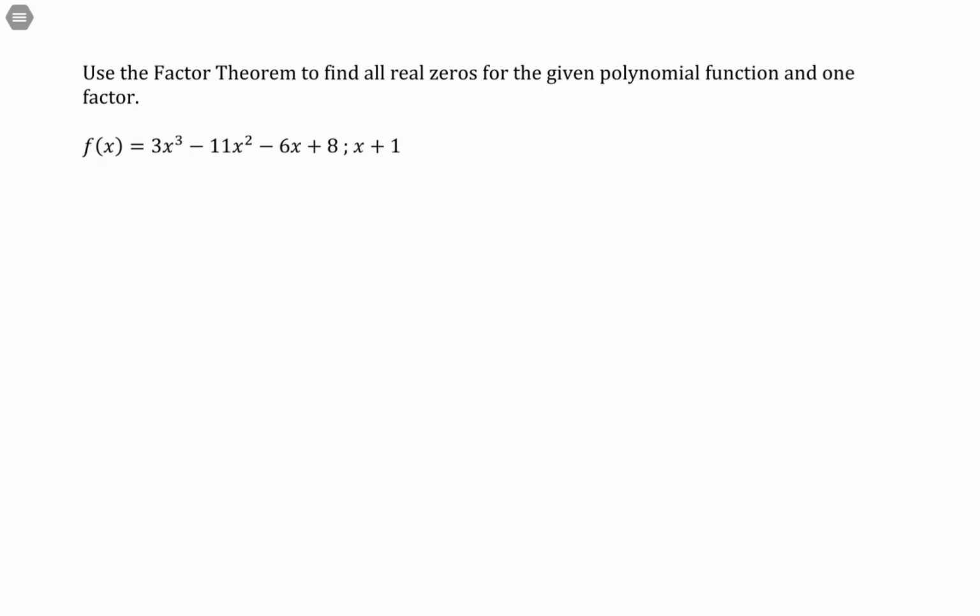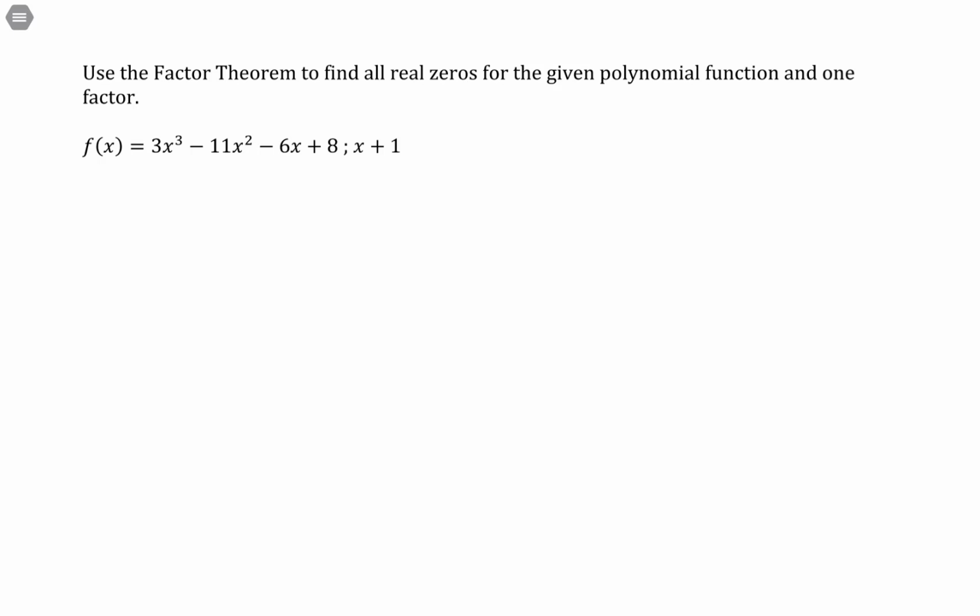Use the factor theorem to find all real zeros for the given polynomial function and one factor. So here we have f of x equals 3x cubed minus 11x squared minus 6x plus 8. And we're told that x plus 1 is a factor of this polynomial. So we need to factor it out.